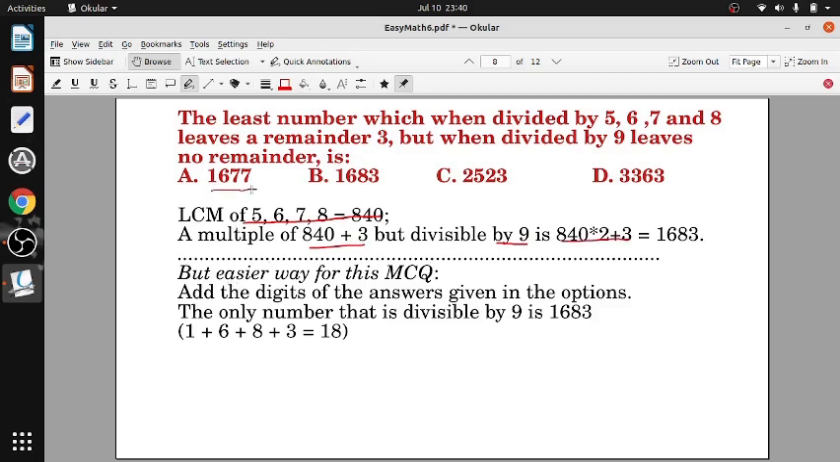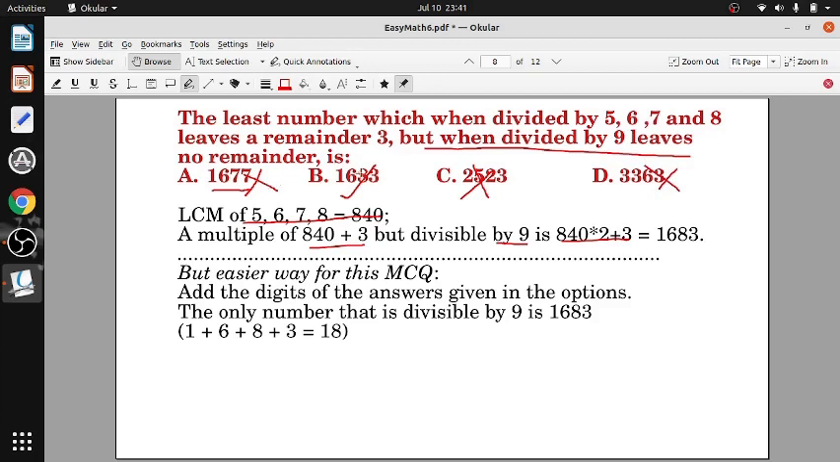सबको add करते हैं. 1 plus 6, 7, 7 plus 7, 14, 14 plus 7, 21. Not divisible by 9. यहाँ बोला है ना, it leaves no remainder when divided by 9. ये तो 9 से जाएगा नहीं. 1 plus 6, 7, 7, 8, 15, 15 plus 3, 18, ये जाएगा. 2 plus 5, 7 and 2, 9 plus 3, 12, ये भी 9 से नहीं जाएगा. It's not divisible by 9. 3, 3, 6, 6, 6, 12, 3, 15. This is also not divisible by 9.